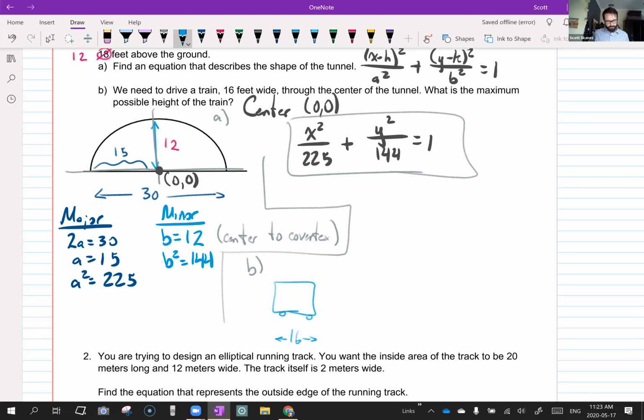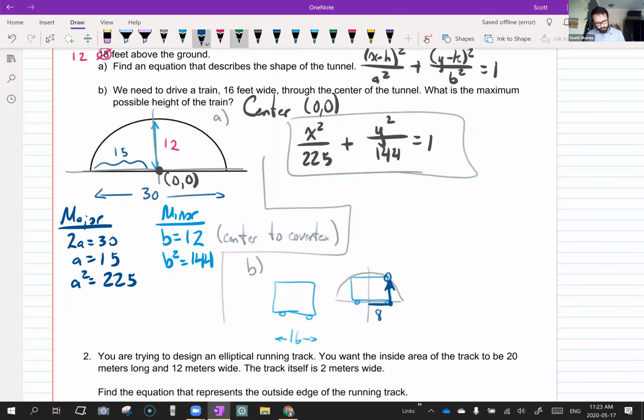So if I was to drive that train, let me make another picture. This is my ellipse, and I want to put the train inside. Basically, I want the train to perfectly fit in. Now, that's not realistic. You wouldn't want to do that in real life, but it's important to know the maximum height of the train that can fit through. So if this is our situation, really what we need to figure out is what the height is at this 8-meter point.